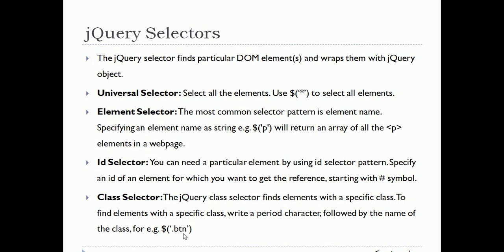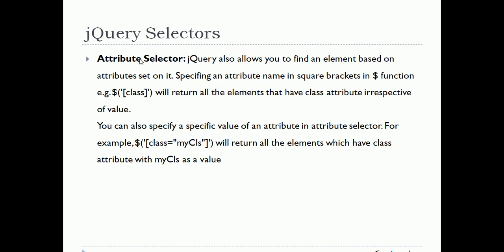Now the next one is the attribute selector. It will allow you to select your element by its attribute. For example, here elements are selected based on their class attribute. Means it will select all those elements which have a class attribute. For that you have to use square brackets. Remember this thing, you have to enclose your attribute name in square brackets.